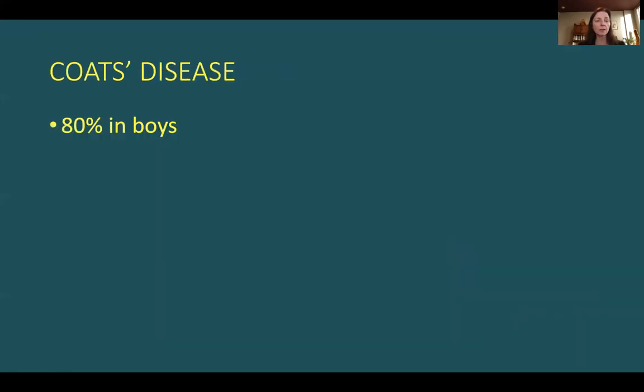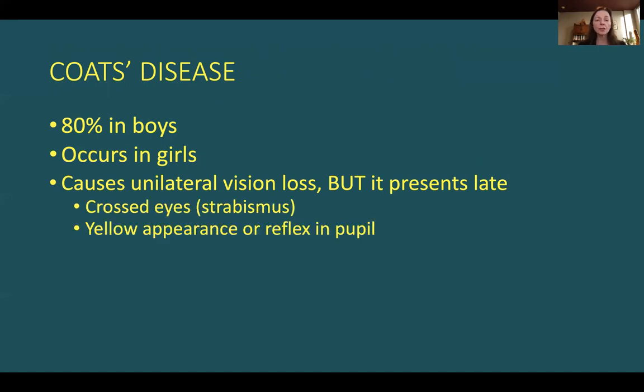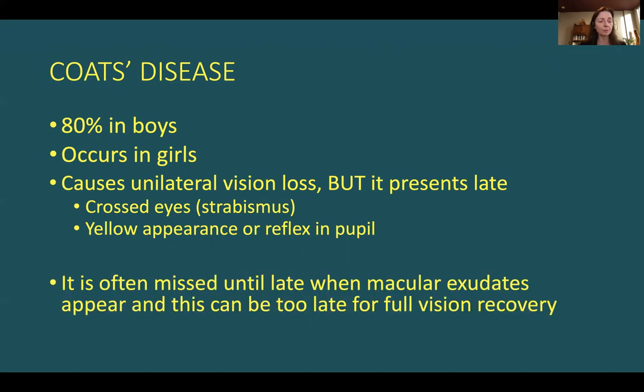So what about Coats disease? It's often in children, and 80% of the time it manifests in boys. But that means it also does occur in girls. It does cause unilateral vision loss, but it often presents late, so that is not the initial symptom. Rather, children will come in with crossed eyes or strabismus from the eye not working well, sometimes called a lazy eye, or because it's noted that there's a yellow appearance or reflex in the pupil when someone takes a photograph, for example. So it's often a misdiagnosis until late when macular exudates appear, and this can be too late for full vision recovery, even with successful treatment.